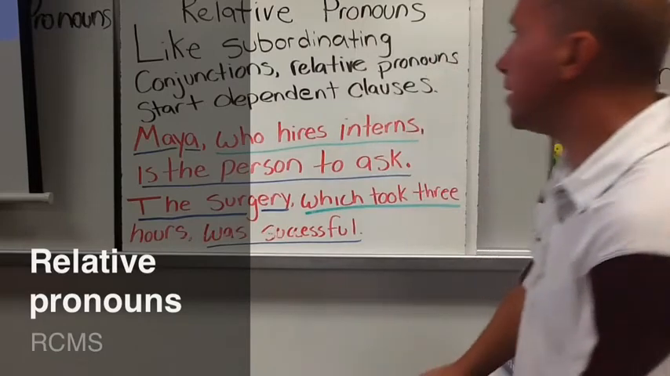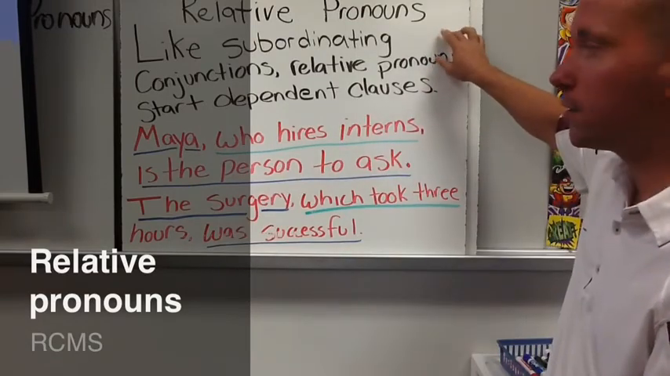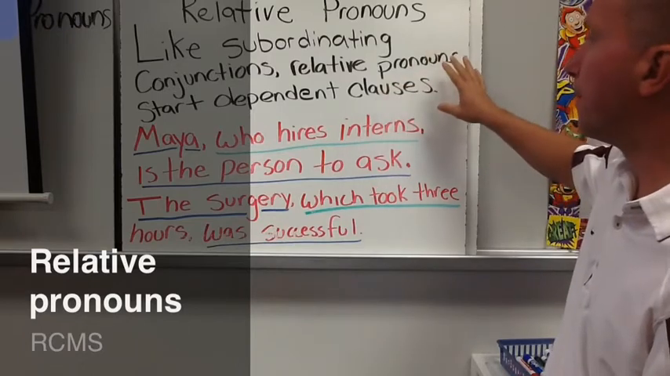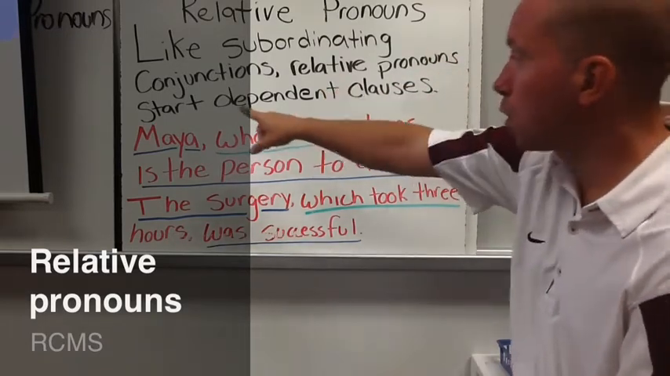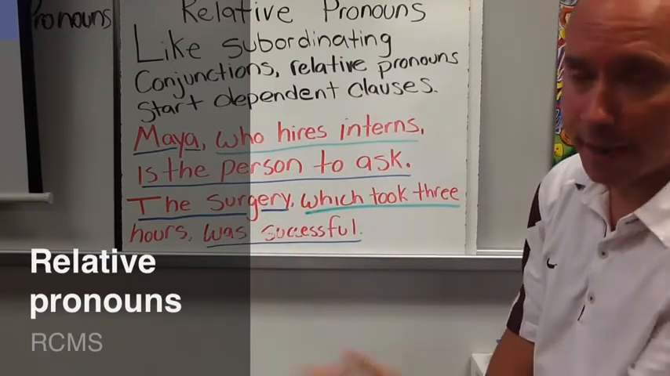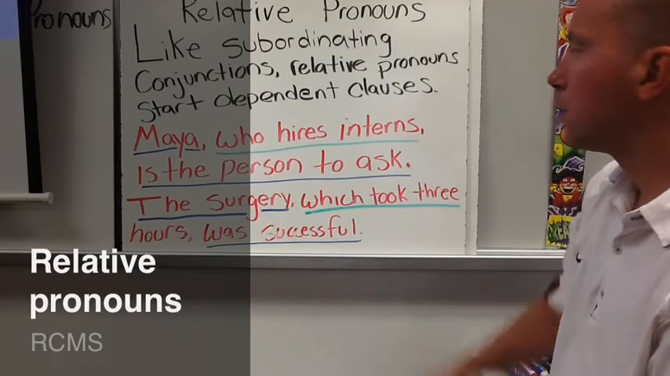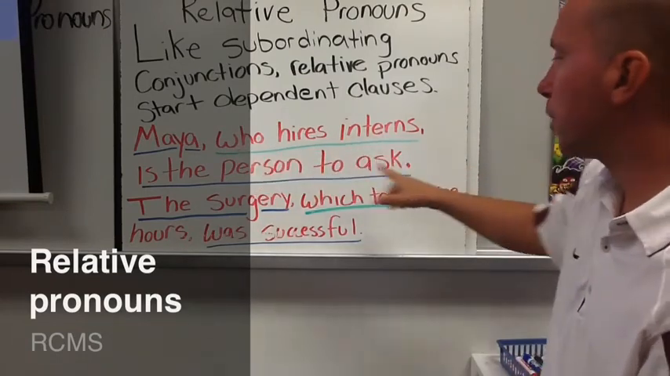What you will see a relative pronoun doing is it's kind of like a subordinating conjunction. It will relate back to an independent clause. So a relative pronoun will start a dependent clause, and that dependent clause will relate back to the main clause. So here are a couple of examples. Maya, who hires interns, is the person to ask.